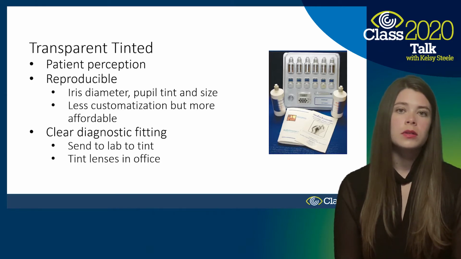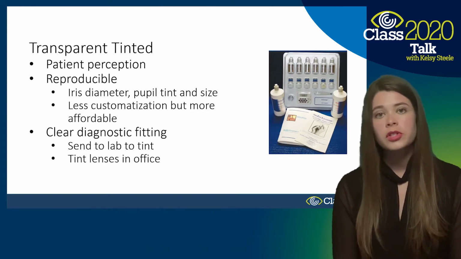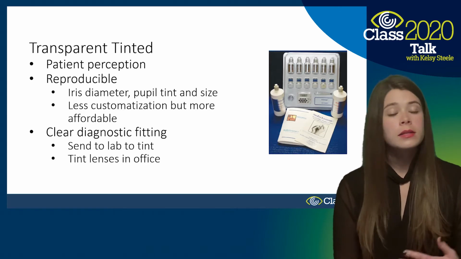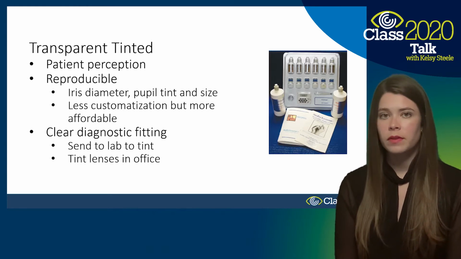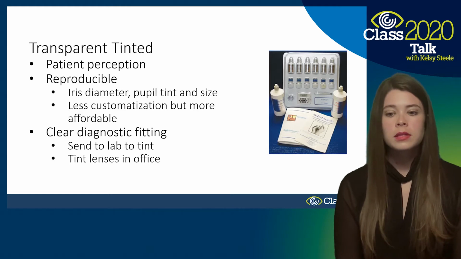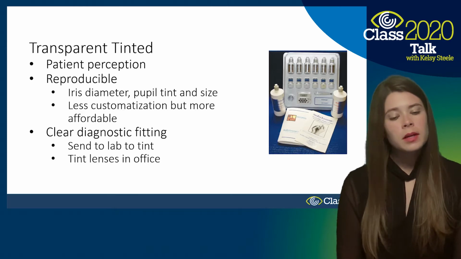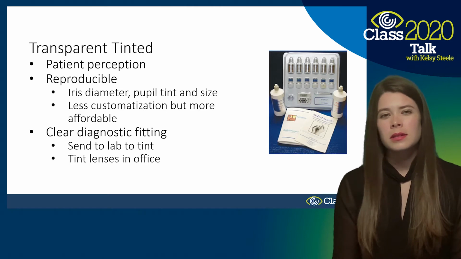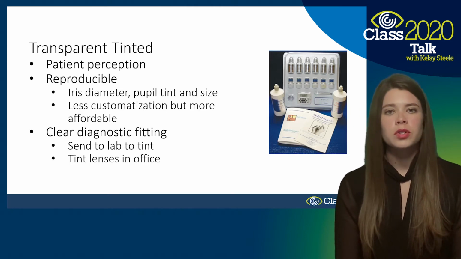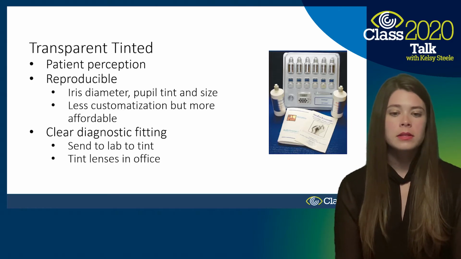So moving on to the transparent tinted option. This option can change the appearance to us, to somebody's iris, but it also is going to change the patient's perception of the outside world. This is going to be reproducible, usually, just like the printed ones that we talked about. You have some customization as far as the iris diameter. It's not necessarily supposed to copy the iris, but it's just a transparent tint that you can size depending on the size of the iris.